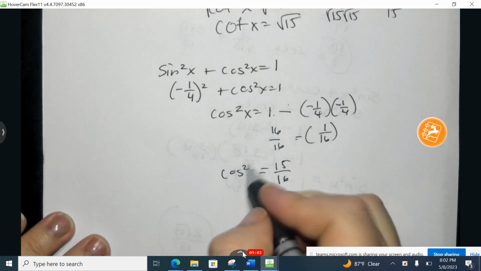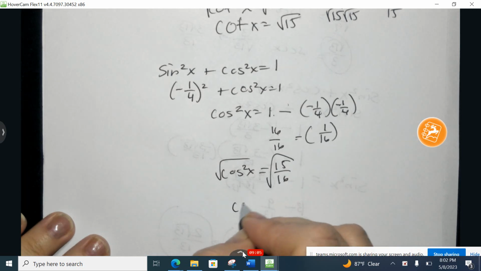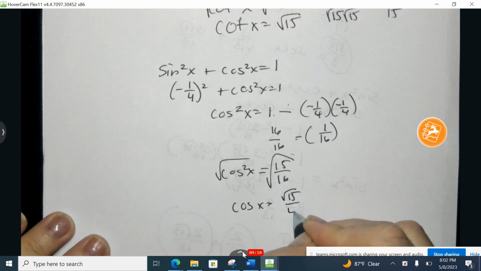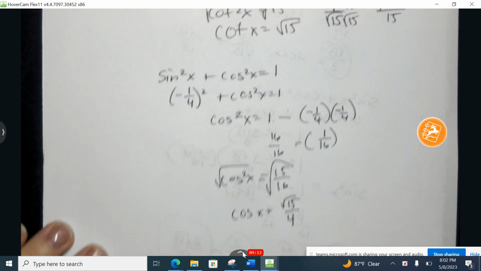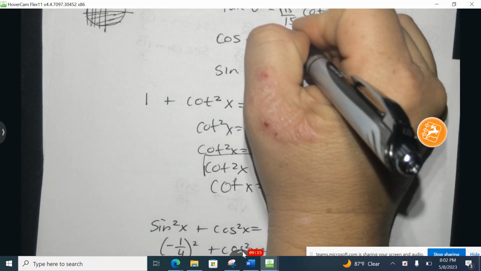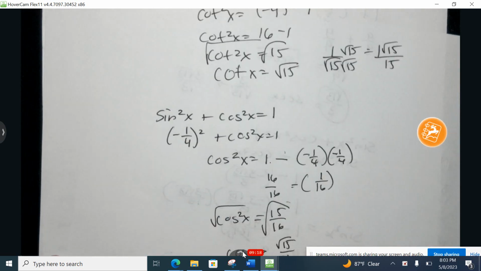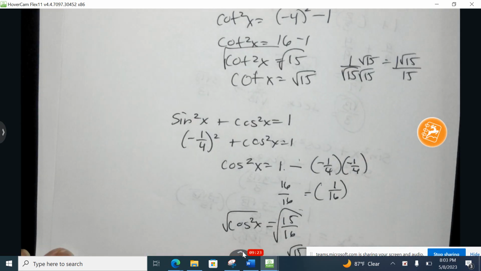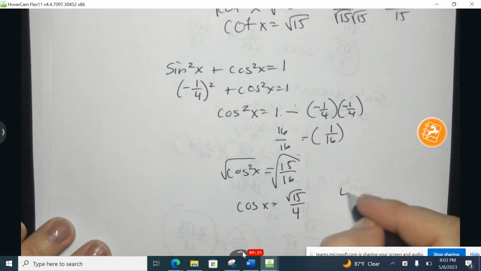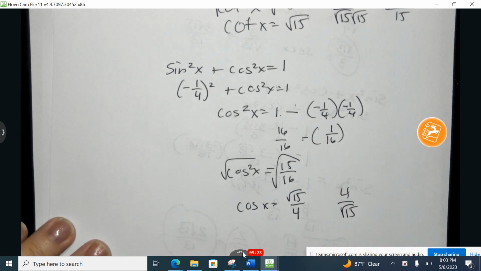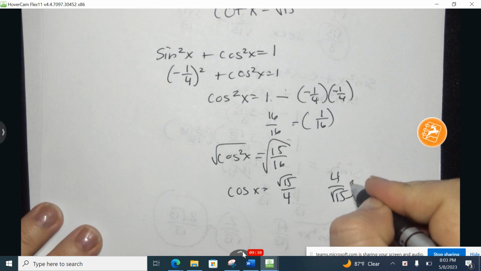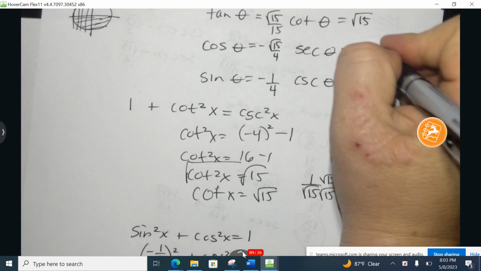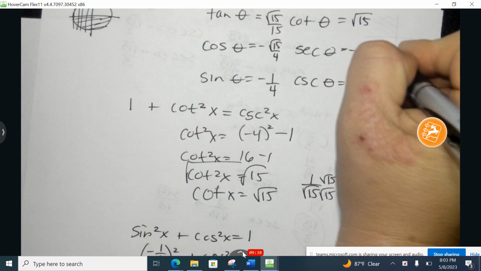All right, lastly, taking the square root, the cosine of x, now we take the square root of 15. Okay, awesome. We take the square root of 16 and we get 4. So this is the cosine: negative radical 15 over 4. Why is it negative? Because we determined that based on which quadrant we know it's in. Okay, great. And now I need to flip this around to find the secant. So 4 over radical 15 is going to be the secant. That's not proper. So I push this up to be 4 radical 15 over 15.